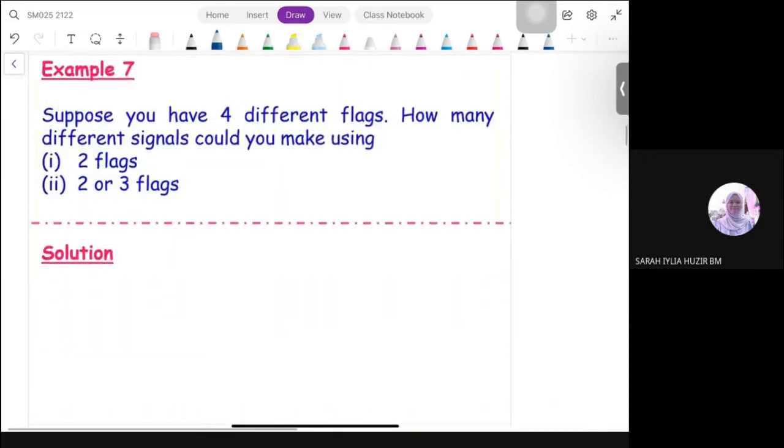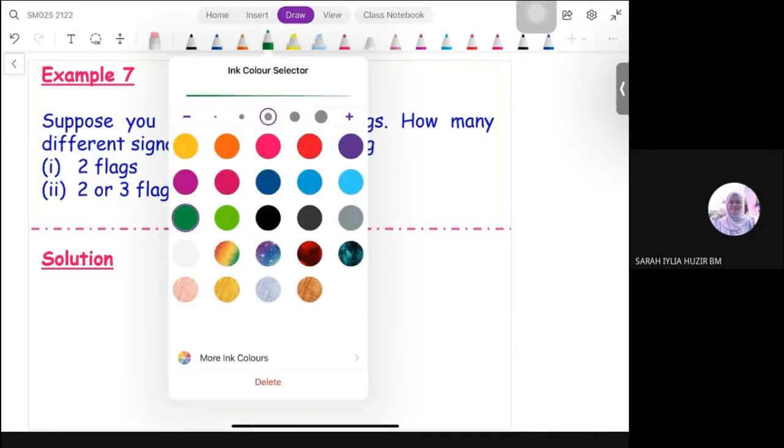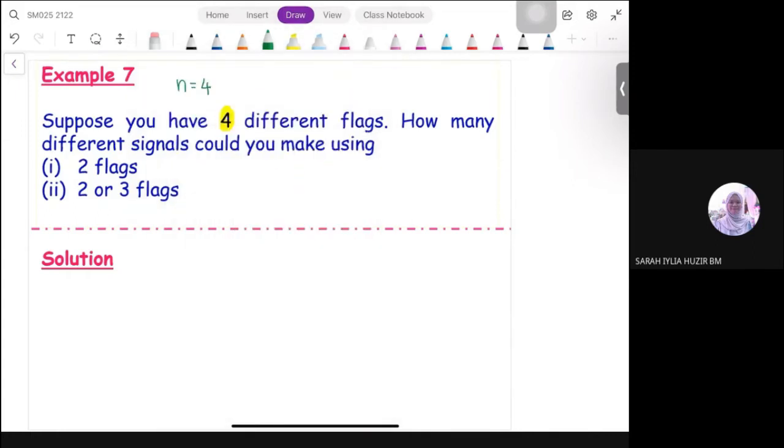Okay, let's go through the example. So suppose we have 4 different flags. How many different signals could you make by using 2 flags for the first situation? Second situation is 2 flags or 3 flags. Okay, so our option now is 4. That's the first main thing. You have to identify the value for n, and in this case it is 4. Okay, and then what's the keyword that we know? Arrangement is important. We have to make different signals. So, kita nak buat signal yang berbeza, automatically arrangement is important in this case.